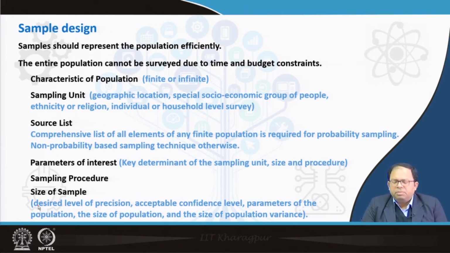And then the acceptable confidence level. That is basically the confidence with which we can say that the error matches the desired level of precision. Then parameters of the population, meaning what exact characteristics of the population we are studying, the total size of the population, and the size of the population variance, meaning the standard deviation or the variability of the different observations that we take.